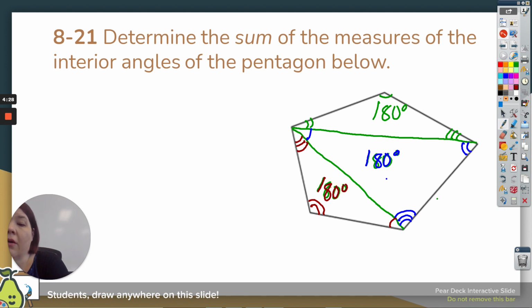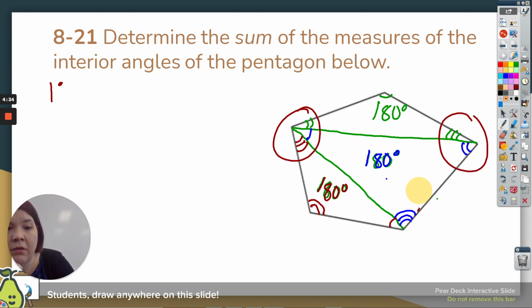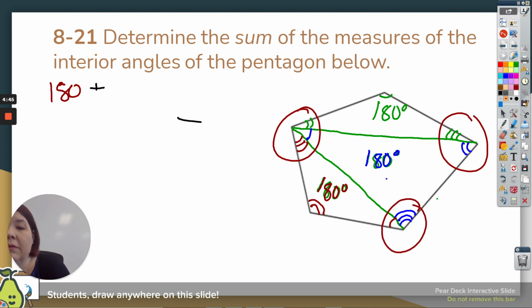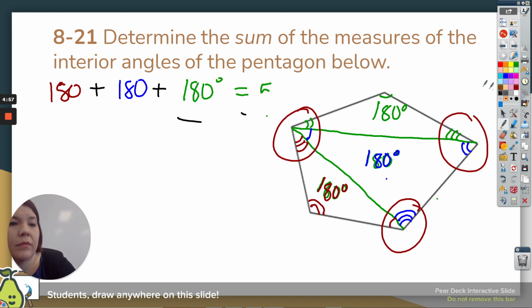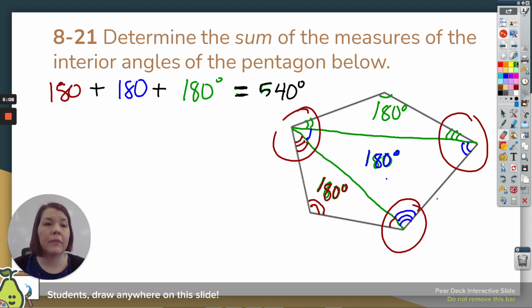Notice how this angle right here, those 3 pieces make that whole angle, and those 2 pieces make that whole angle. And so we've got all the angles, all 5 of them: 1, 2, 3, 4, 5 angles. So it's going to be 180 plus 180 plus 180, which is 540. No big deal. And I did that by breaking up into triangles. Pretty straightforward. All right, let's check it out.